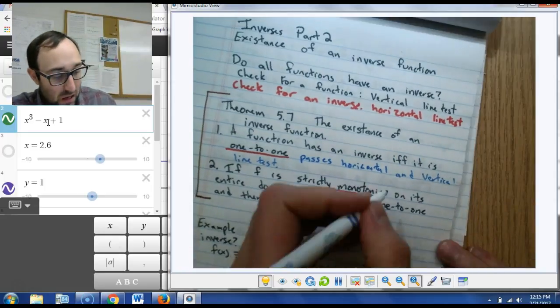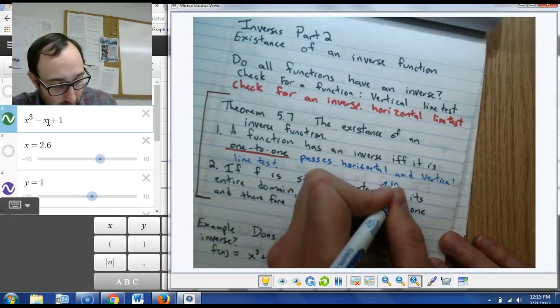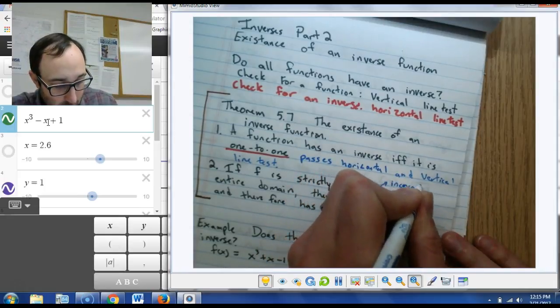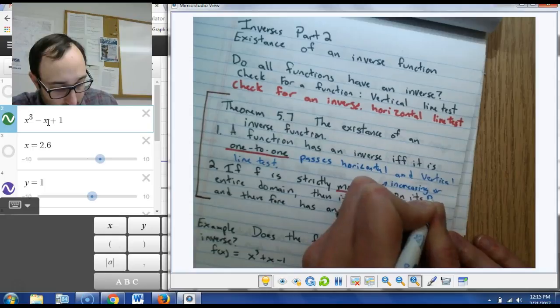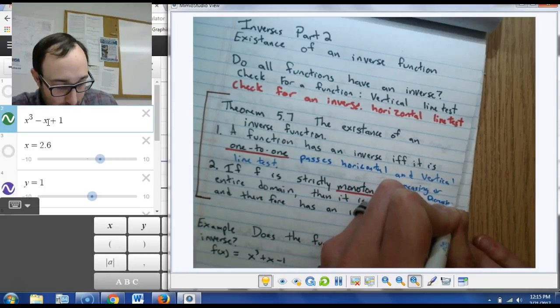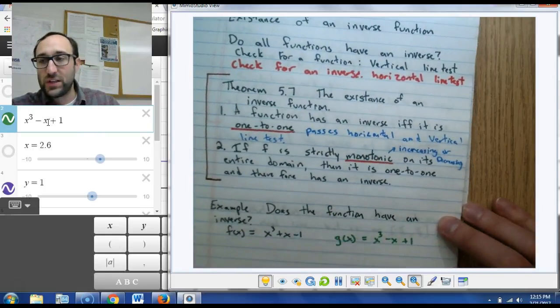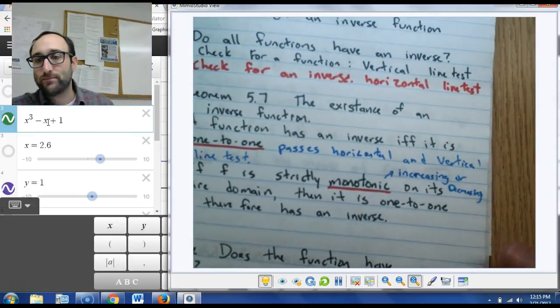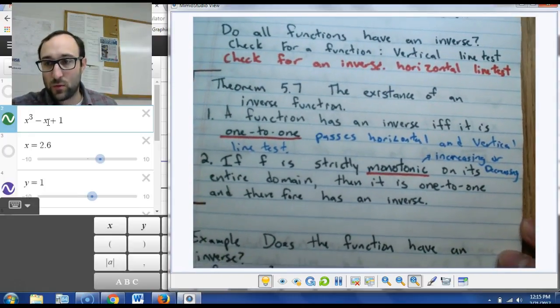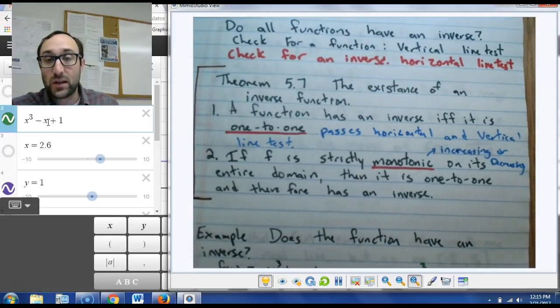This word monotonic means always increasing or decreasing. So if it's increasing or decreasing, then we know that it is going to be a function and it has an inverse. If it's just increasing or decreasing the whole time, you are good.